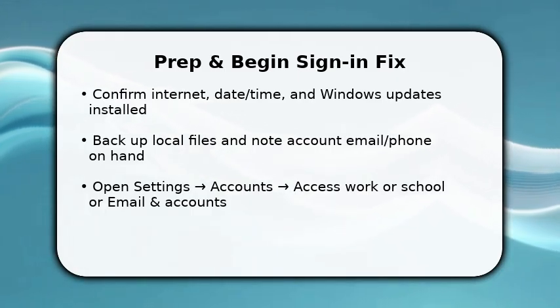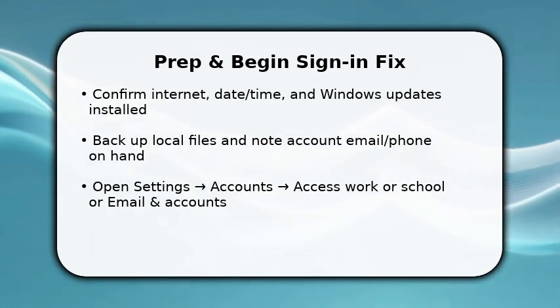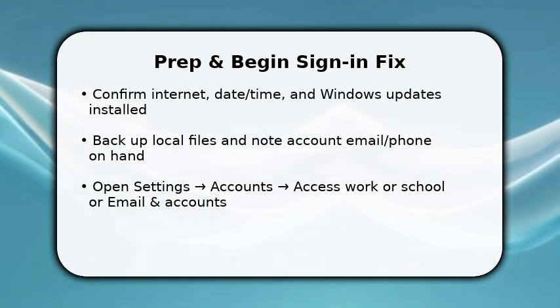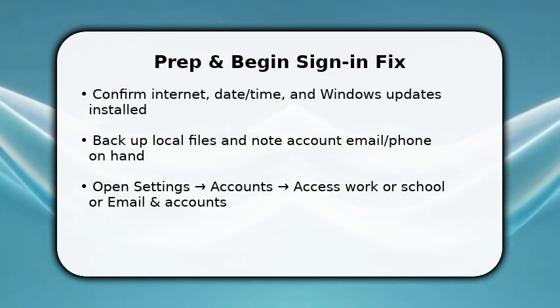Now open Settings and go straight to Accounts, then choose Email and Accounts or Access Work or School depending on the connection type. You are initiating the disconnection or repair process immediately. No waiting, so you can resolve account conflicts efficiently.